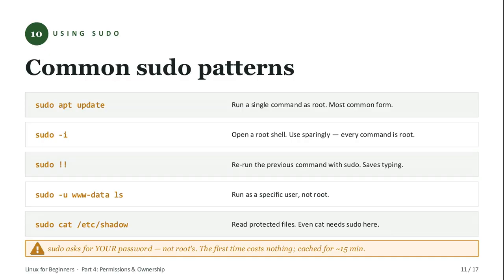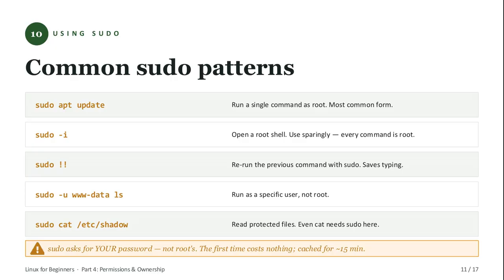Sticking sudo in front of a single command, like apt update, is the everyday form, and the safest. sudo -i drops you into a full root shell, which is powerful but risky, because now every command runs as root. sudo !! is a lovely shortcut for when you forgot sudo the first time.